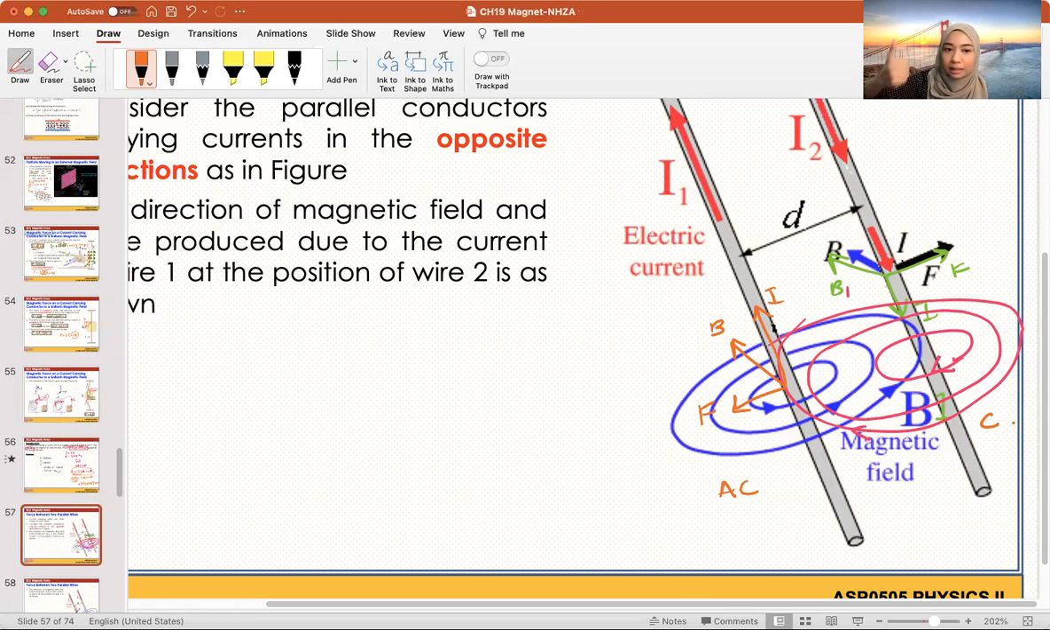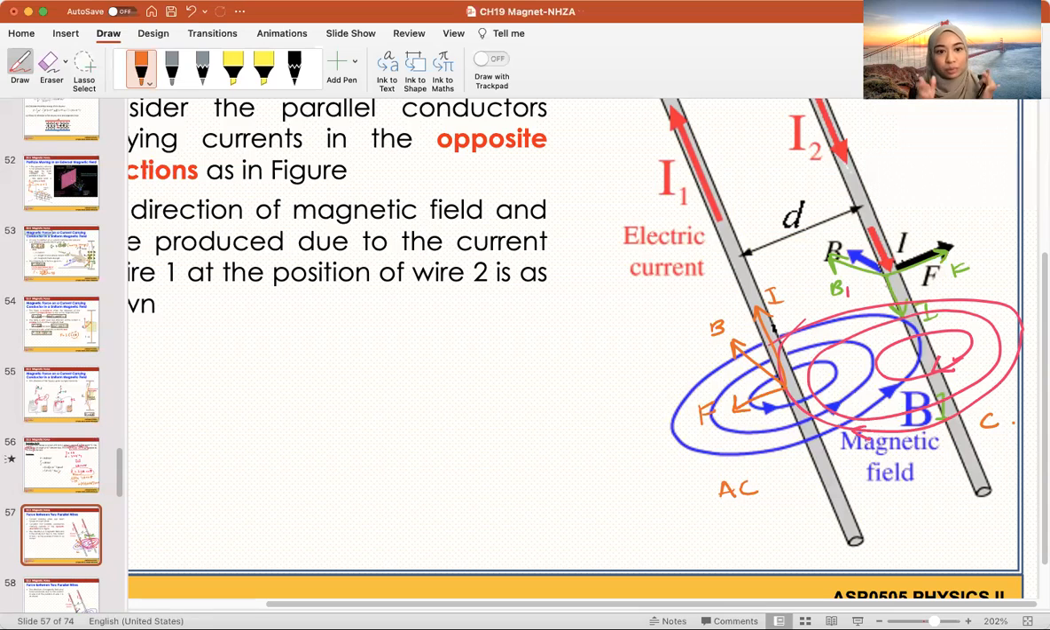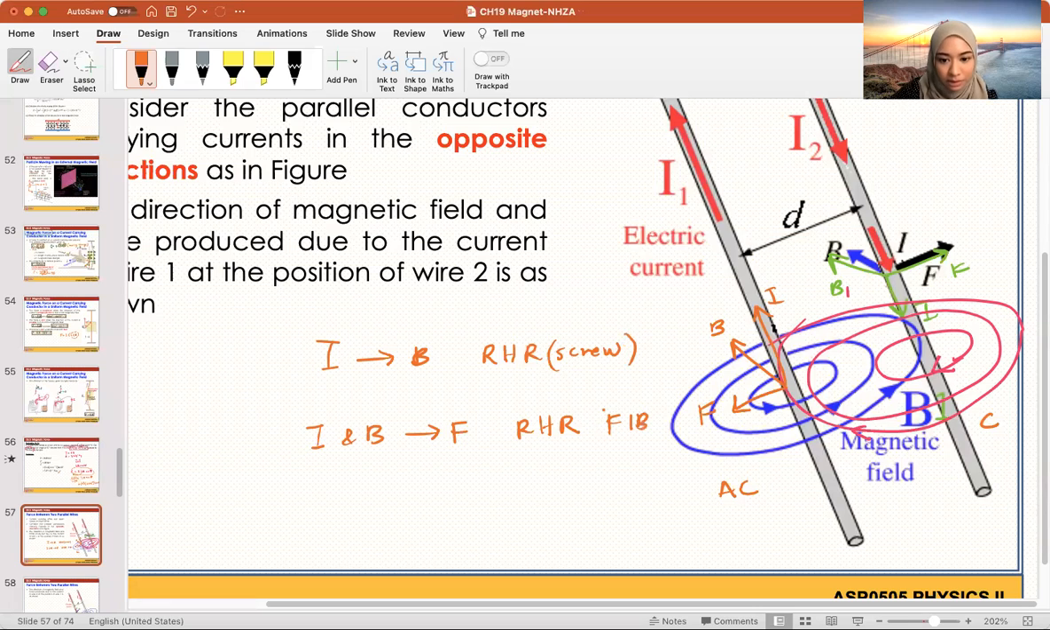We only talked about I and we talked about B. When we provided the B for the other conductor, and we have B and we have I, then only we get the force. When you only have I, you will only think about B. Again, when we have I, we try to find out B from the right hand rule screw. Now, when I have I and B, I want to know what is the force. From my right hand rule, FIB. So this is the chronology of things.